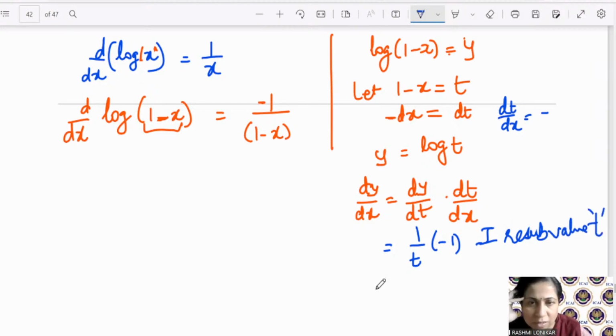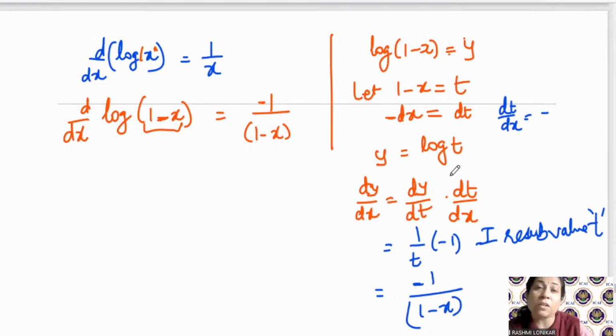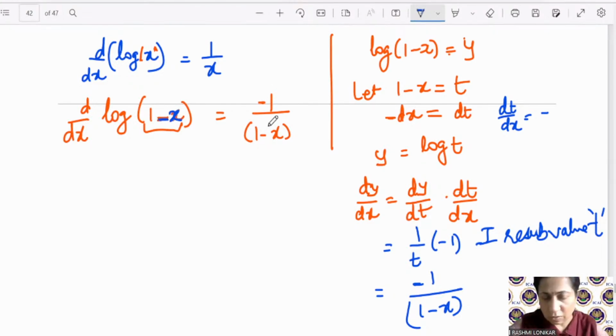What is t? T is 1 minus x. So this becomes minus 1 upon 1 minus x. So this is how the minus 1 came. That's why, at the start of the session, I had shown you how to substitute and get it. Otherwise, you can also do it directly, because this is minus x, so this will become minus 1 in the numerator.